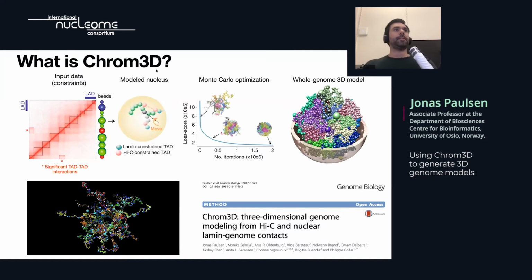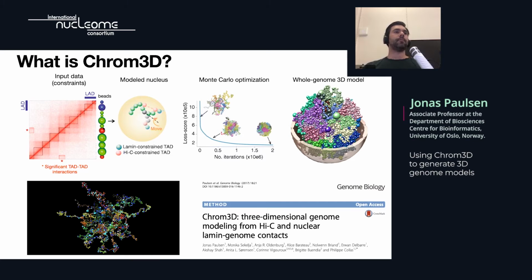So what is Chrom3D actually? Chrom3D is a program that tries to make these 3D genome models. It was developed by me and others and published a couple of years ago in 2017. The way it works is you basically define a beads-on-a-string model for each chromosome, where the size of the beads is defined by the user. In today's tutorial, we are going to use the TADs, and you will see that some of the beads are bigger, and those correspond to larger TADs, basically.